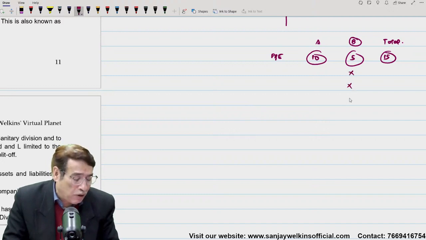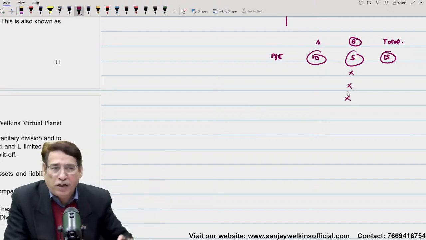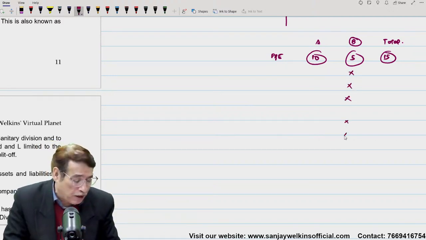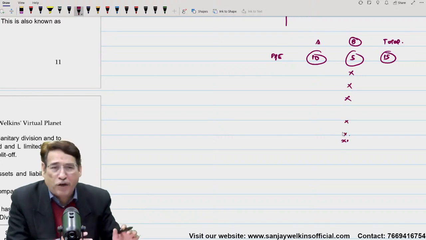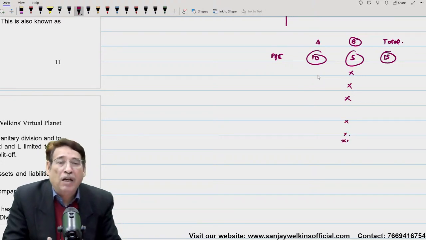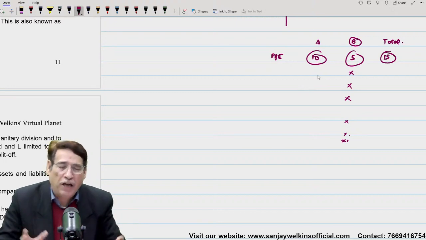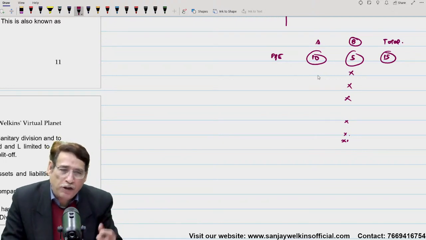That means we will pluck out all the assets of the division which we have sold out. We will pluck out all the liabilities of the division which we have sold out. And whatever we are left with, we will simply let it stay in the balance sheet, and our new balance sheet will be prepared within a flick of a second.